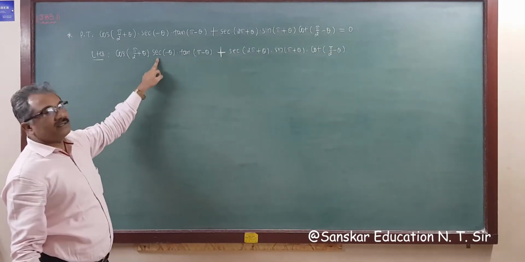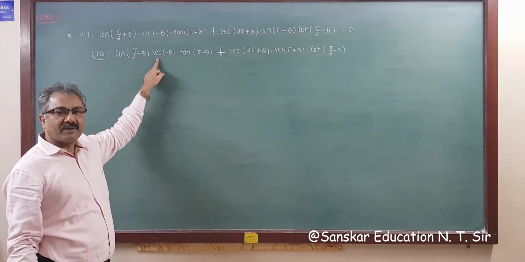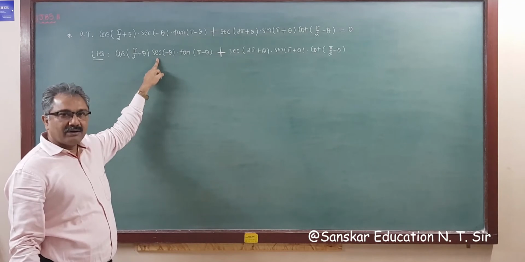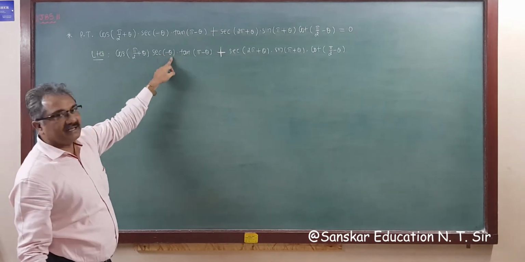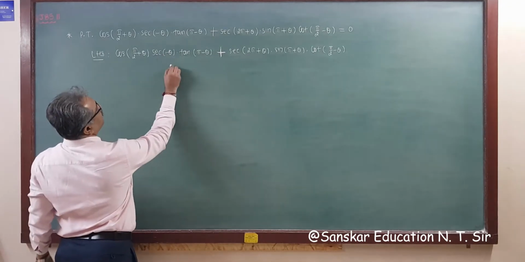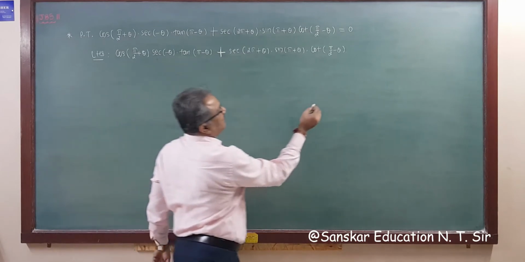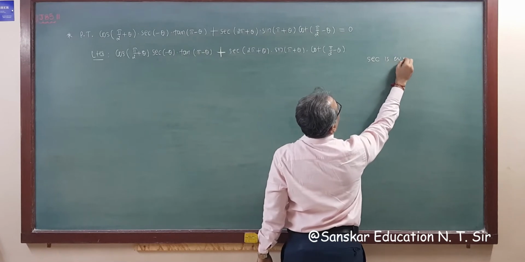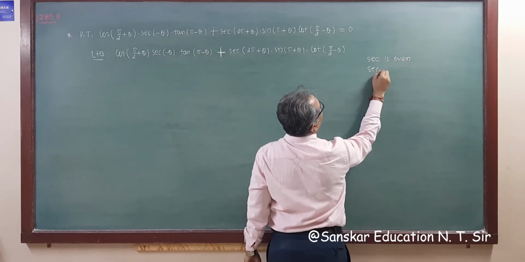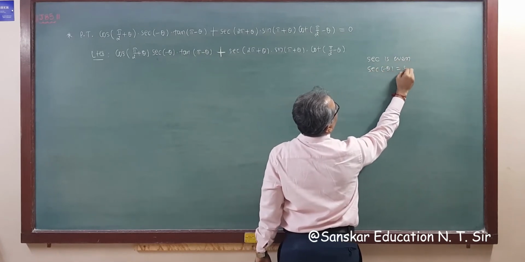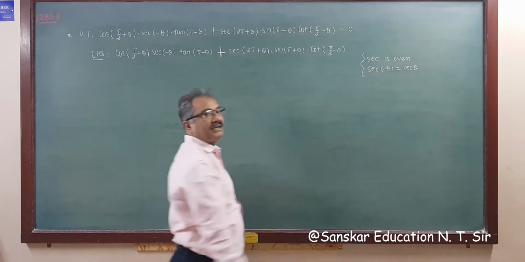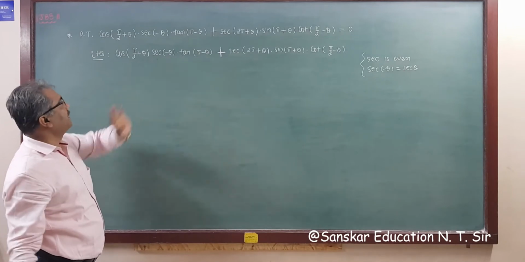Now this is sec(-theta). Cos and sec are even functions, all others are odd functions. So sec(-theta) is sec theta. Sec is even, so I am writing here sec is even. So sec(-theta) is equal to sec theta, right? So this is your result. That is why we are writing sec theta here.